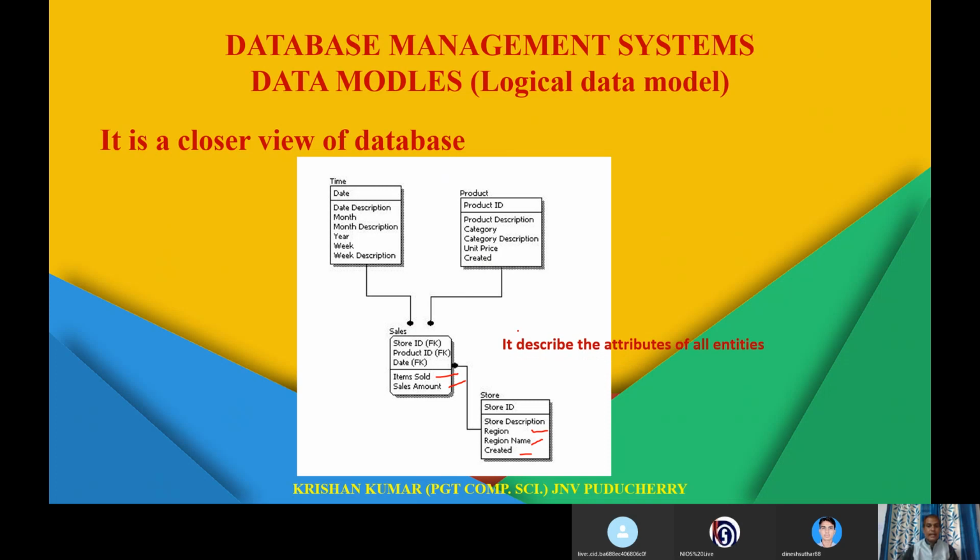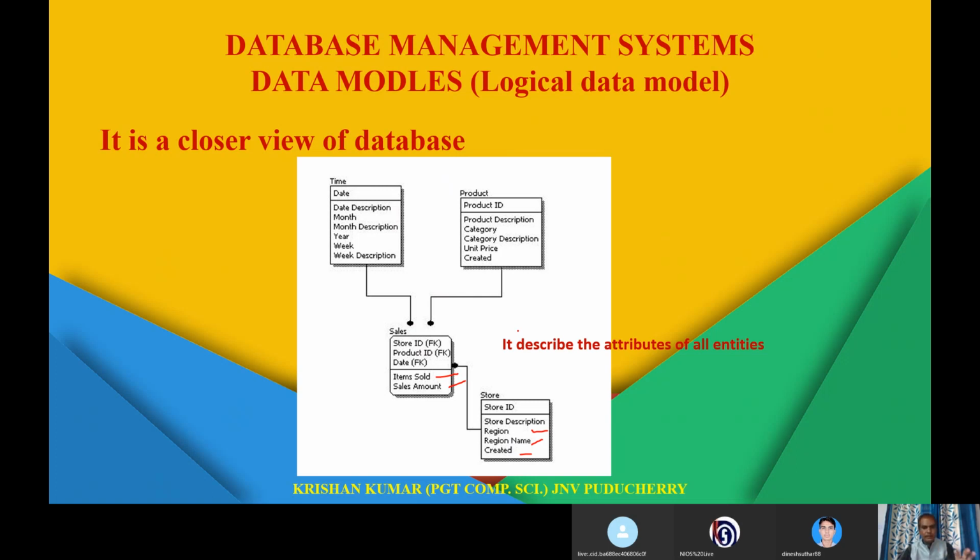It describes the attributes of all entities. Attributes, columns. We have already learned what an attribute is. So if any entity's attributes are defined, it is called a logical data model. For example, you have created a student table with name, father name, mother name. So the student table is an entity, and student name, father name, and mother name are called attributes.